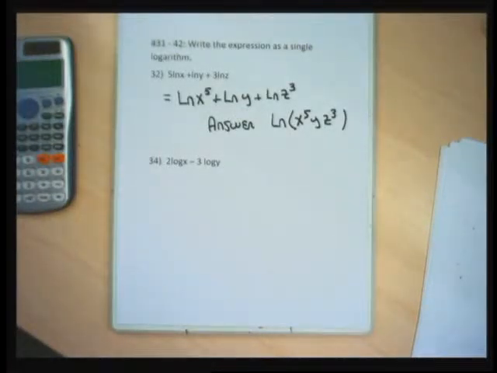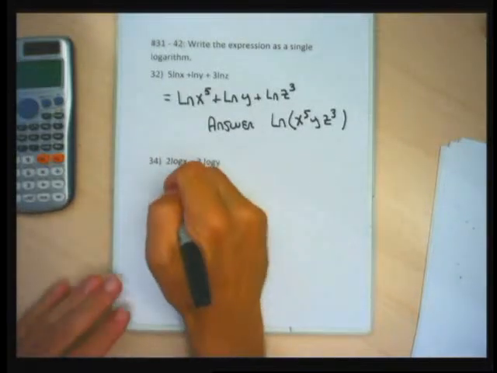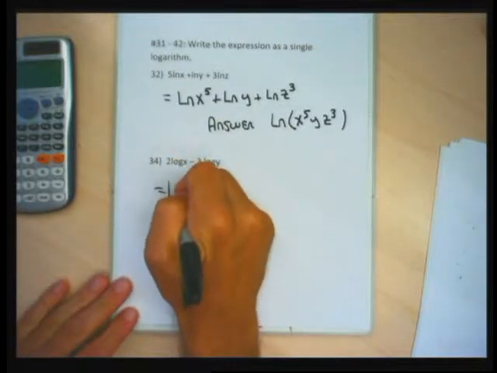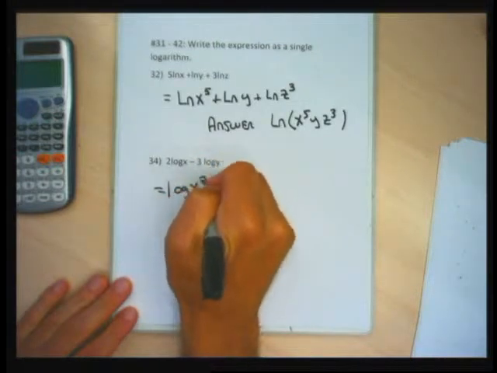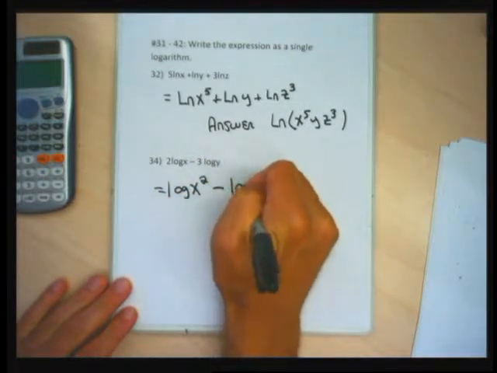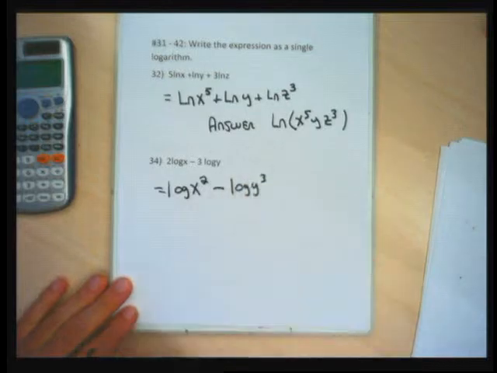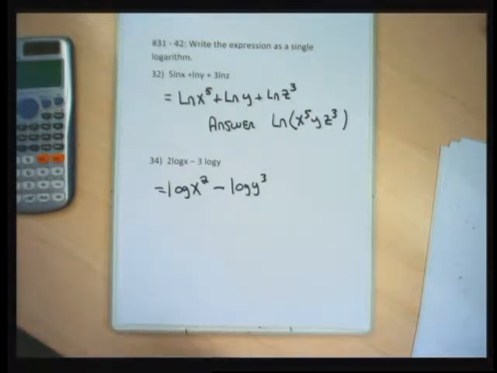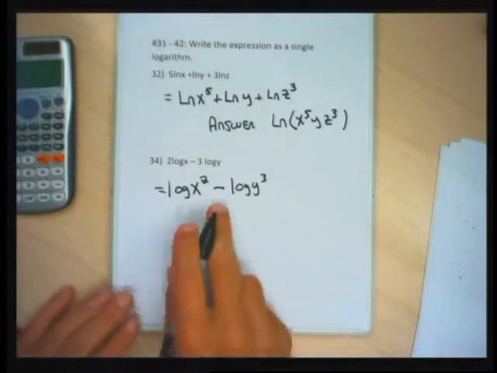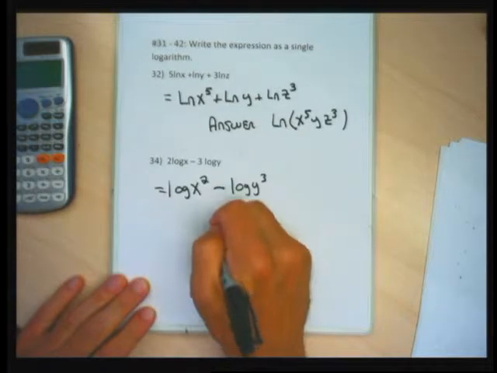34 is nice, base 10. I don't see a base, but the base of 10 is implied. If I want to make those two logarithms into one, I know I'm going to wind up having a divide. But before I can make the two logarithms into one, I have to make the coefficients into exponents. Once I have the coefficients inside the logarithms as exponents, now I'm going to use the minus to divide rule, and I'm going to get my answer.